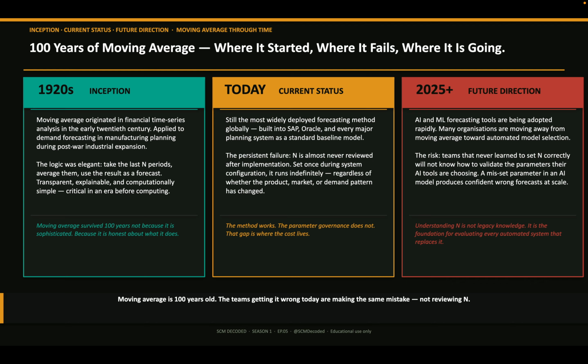And the future stakes just change, because every AI planning tool entering the market learns from your historical data and your existing parameter settings. If N was wrong for 3 years, the AI trains on 3 years of systematically biased forecast. Mastering the parameter behind a simple method is not outdated knowledge. It is a prerequisite for evaluating every complex system that claims to supersede it. So moving average has survived for 100 years, not because it was sophisticated, but because it is honest about what it does. The teams failing with it are not failing at the method, they are failing at the parameter.